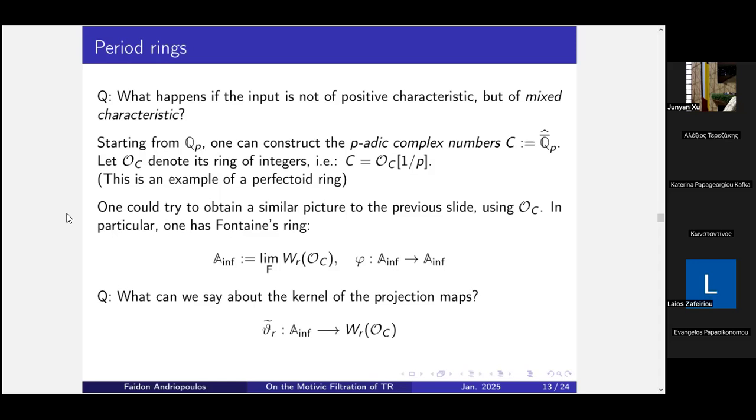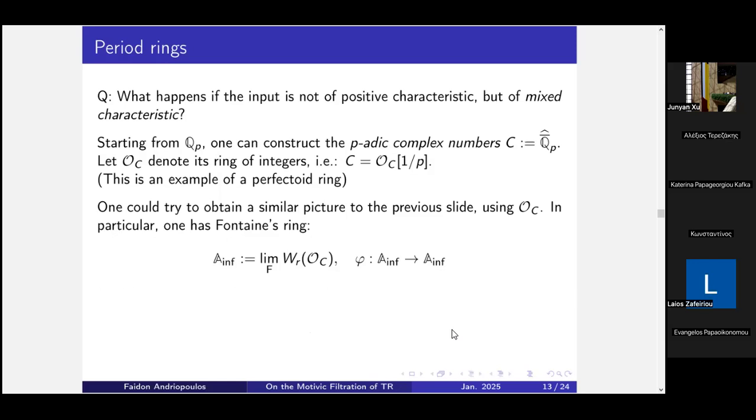So we took the truncated Witt vectors of a very large ring, and we took the inverse limit with respect to the Witt vector Frobenius. Since we took an inverse limit, we have standard projection maps from the limit to the initial members themselves. This is something that happens for every r. So we denote these projection maps by theta r tilde, going from A_inf to the r-truncated Witt vectors of O_C. The question is, what can we say about the kernel of these projection maps?